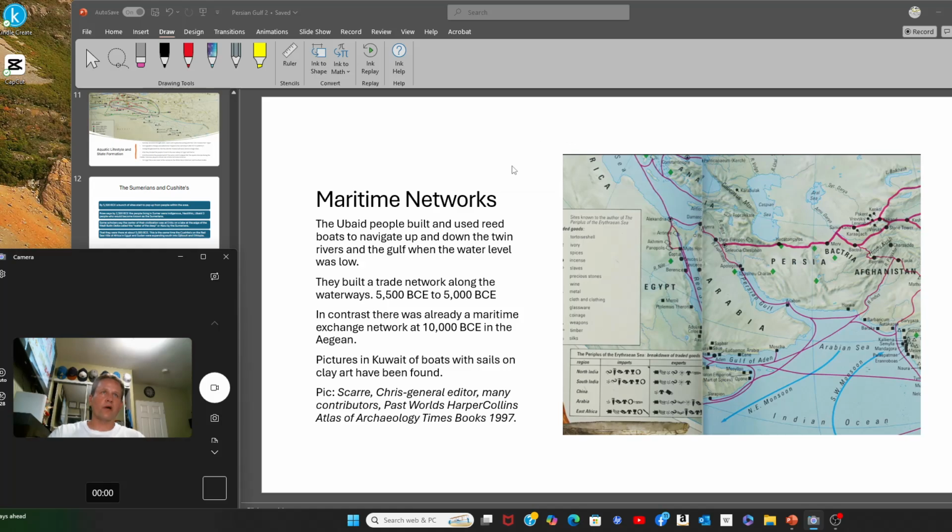Maritime networks. The Ubaid people built and used reed boats to navigate up and down the Twin Rivers and the Gulf when the water level was low. Okay, so they had boats. They built a trade network along the waterways from 5500 BCE to 5000 BCE. And in contrast, there was already a maritime exchange network at 10,000 BCE in the Aegean.